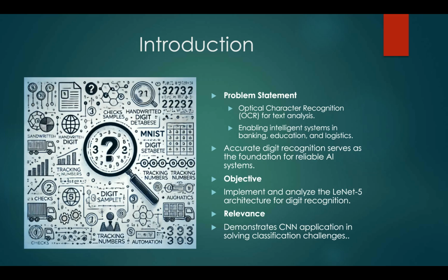Our project aims to implement and analyze the LeNet 5 architecture specifically for digit recognition. By leveraging pre-trained weights and using the MNIST dataset, we seek to replicate its performance and gain insights into how this network can be adapted to FPGA targeted platforms. Speaking about its relevance, this work demonstrates the practical applications of CNNs in addressing classification challenges, focusing on improving the accuracy in automated systems.